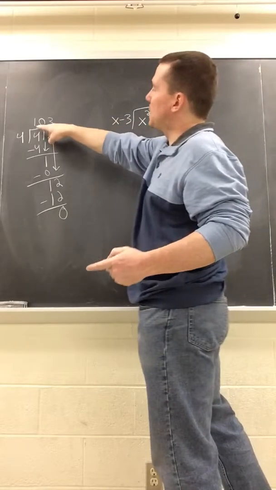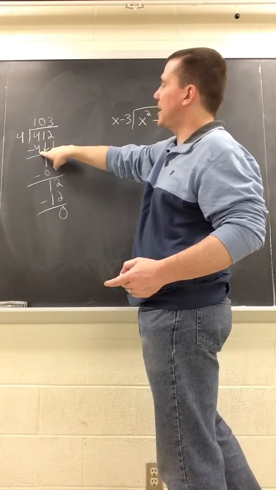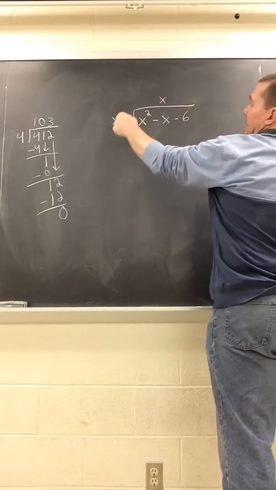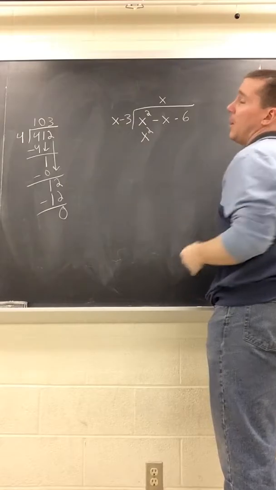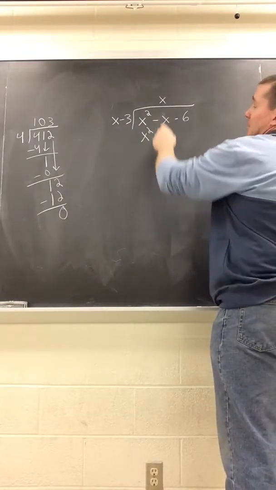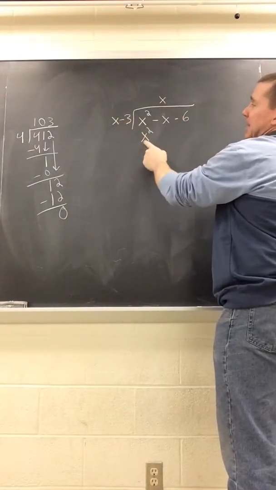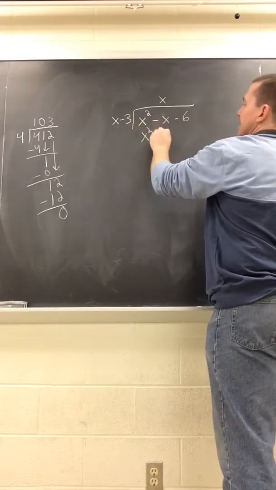Now, the next thing we did over here was multiply. 1 times 4 is 4, put it down there. So do the same thing here. X times x is x squared. Now there's 2 terms, not 1, but we're still just multiplying, so multiply both terms. X times x is x squared. X times negative 3 is negative 3x.